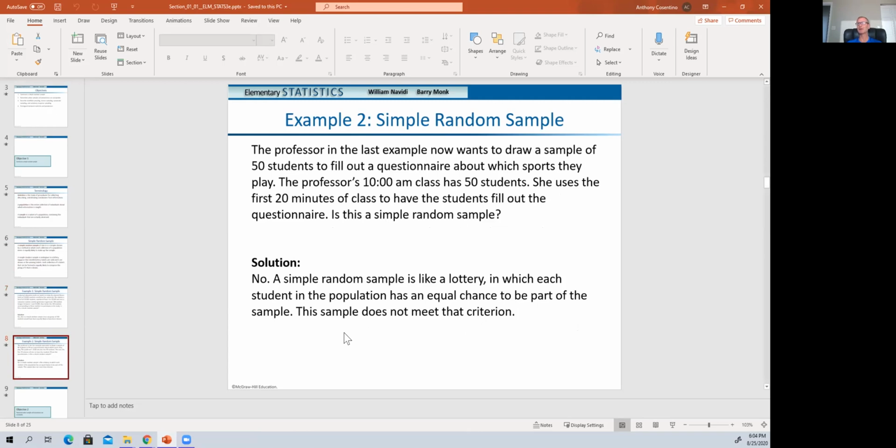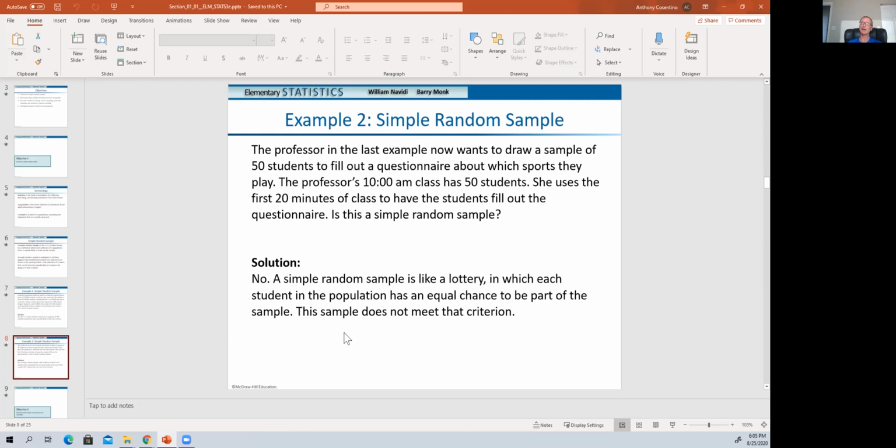And here you could see that the professor wants to get 50 students to fill out a questionnaire. And the professor has a class at 10 a.m., ours is at 11, right? And has 50 students. So she decides to use those 50 students to fill out the questionnaire. This actually has a different name for choosing a sample. This is actually called a convenience sample.